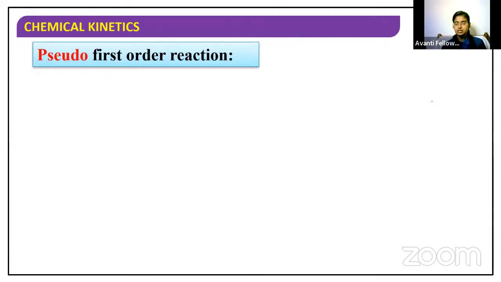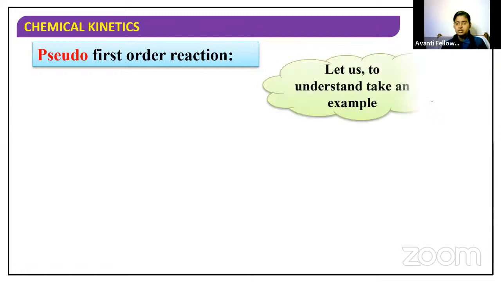I hope you have understood this. Yes? Or any doubts here? Now you understand why inversion of cane sugar is called a pseudo first order reaction and why we are neglecting the concentration of H2O. Okay, good. So now let us understand this pseudo first order reaction by taking one more example.